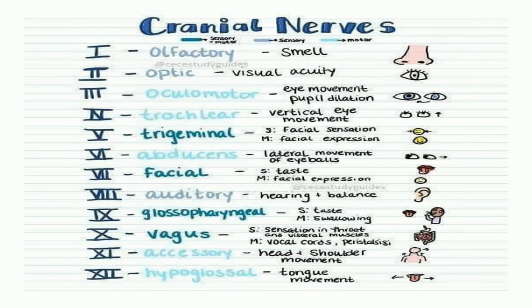There are 12 pairs of cranial nerves that originate in the brainstem. Cranial nerves relay information between the brain and parts of the body, primarily to and from regions of the head and neck. These are essential in vision, taste, hearing, smell, eye and facial movements, salivation and tongue movements.